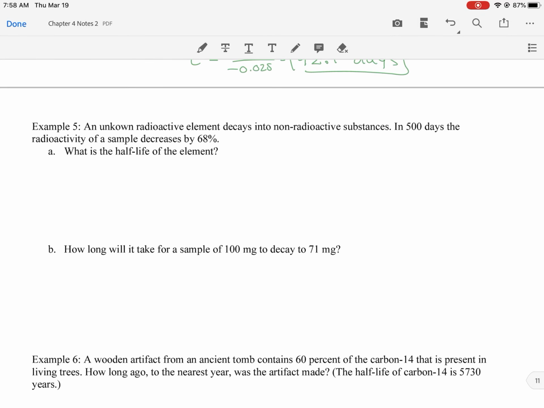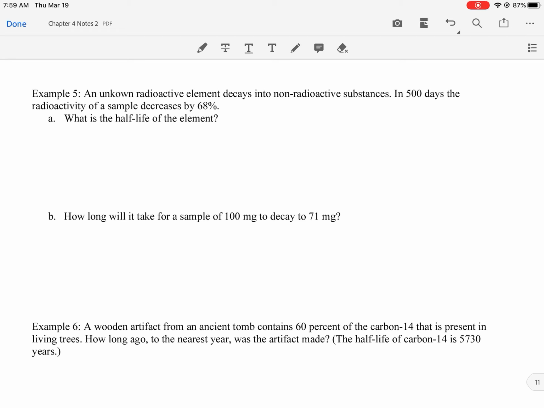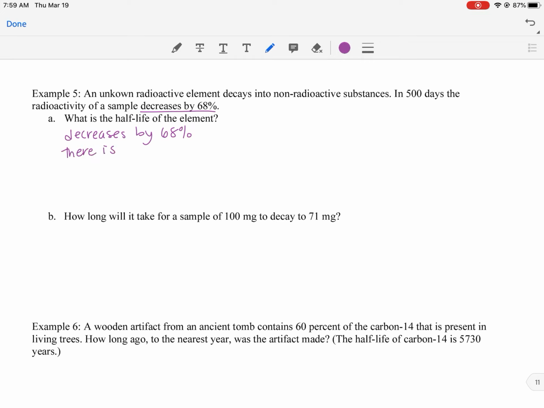Okay, let's look at, we got 2 more examples here. An unknown radioactive element decays into non-radioactive substance. In 500 days, the radioactivity decreases by 68%. Okay, so what is the half-life? So be aware, once again, when it says it decreases by 68%, we're really saying there is 32% left, right? That's 100 minus 68 is 32.